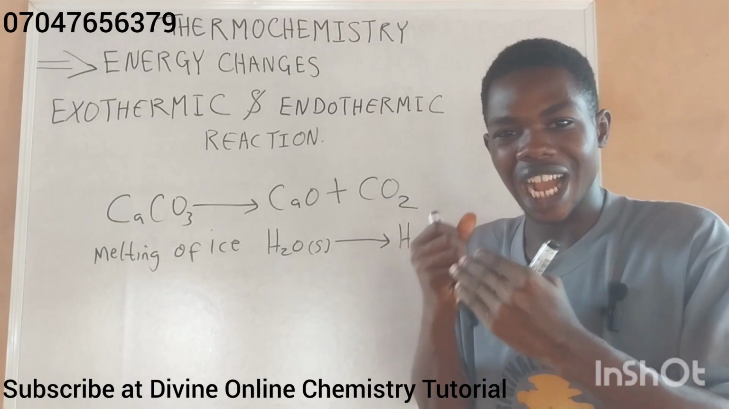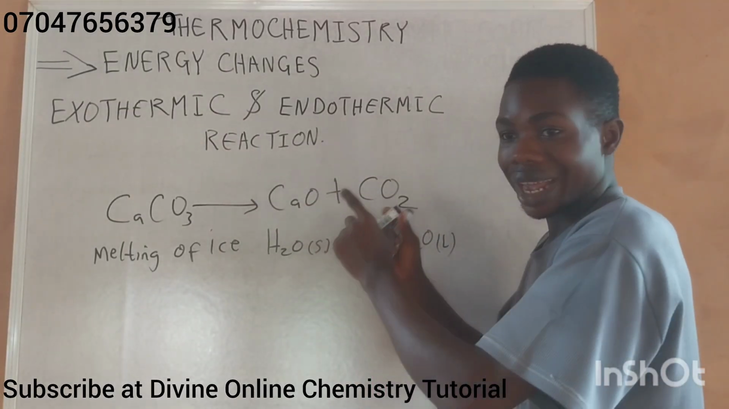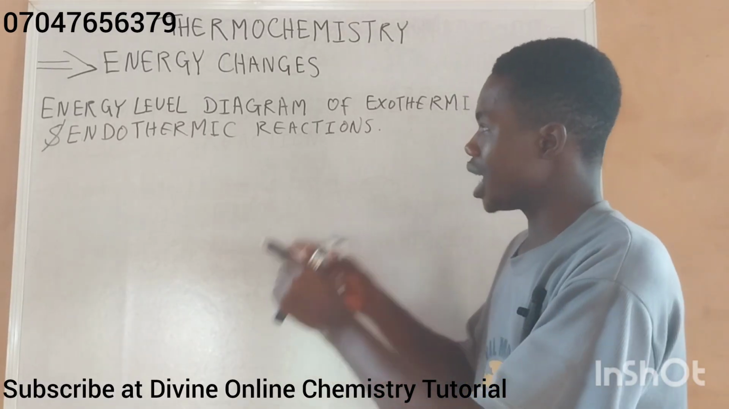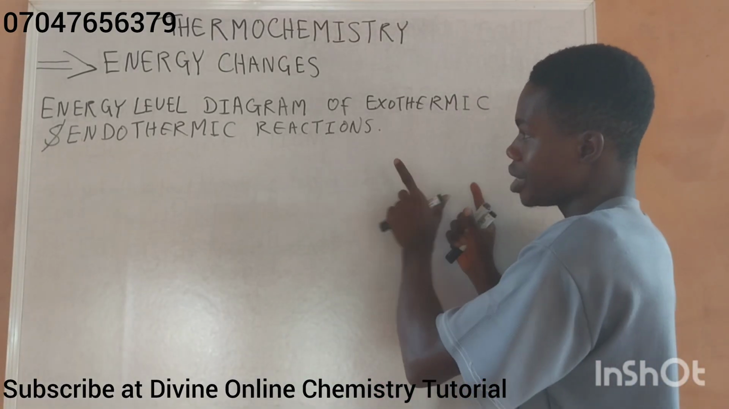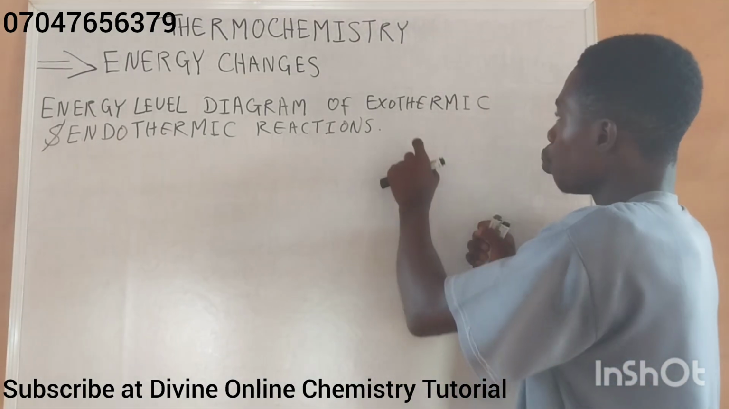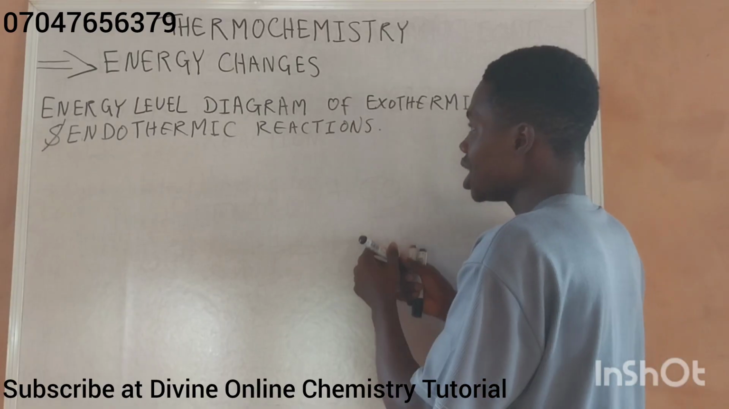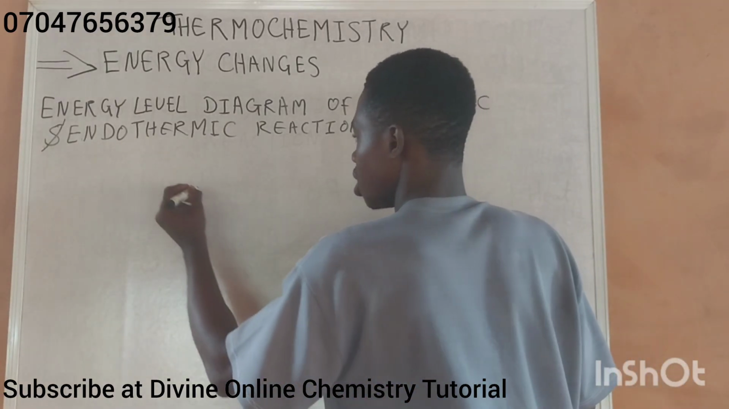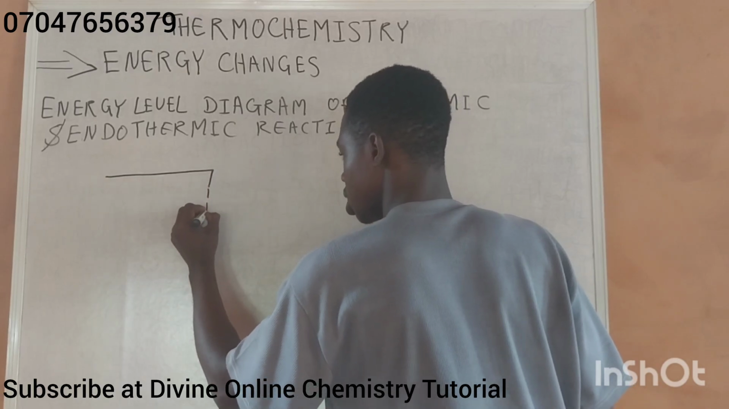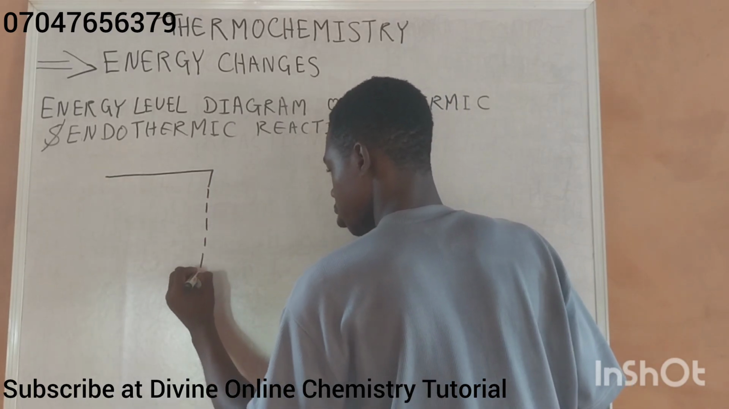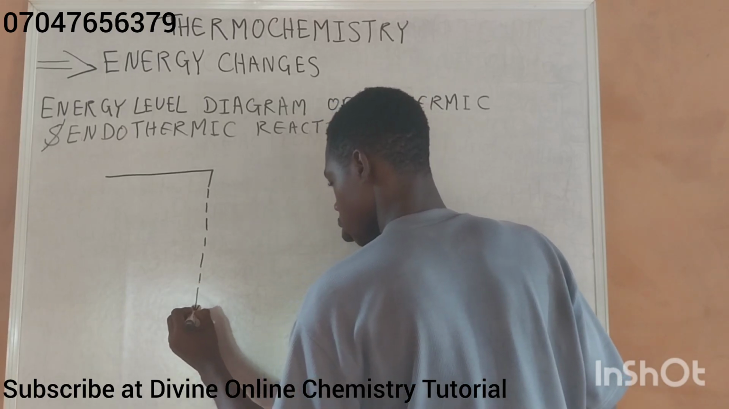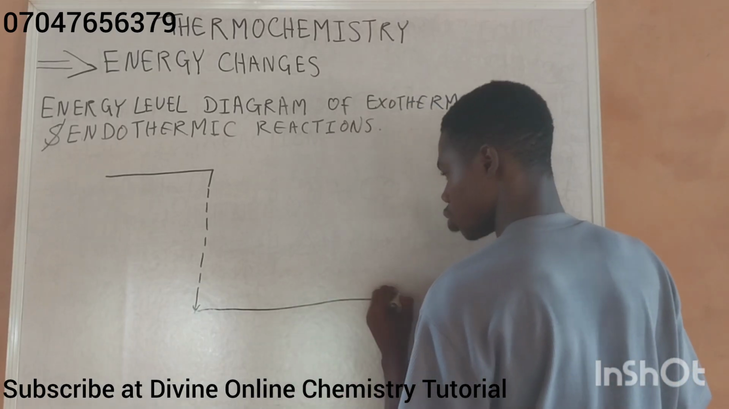So from here, we'll be moving straight to the energy level diagram of both the exothermic reaction and the endothermic reaction. We'll be starting first with the energy level diagram of the exothermic reaction. I'll be sketching on the board right now. So the diagram looks like this.